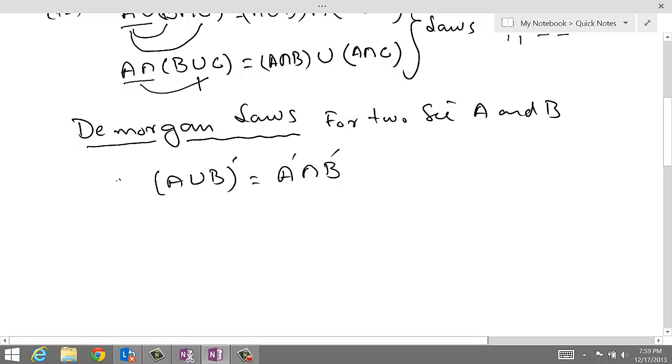But this is called the first De Morgan law, and the second De Morgan law is going to be (A intersection B) complement equal to A complement union B complement. These are called De Morgan laws.